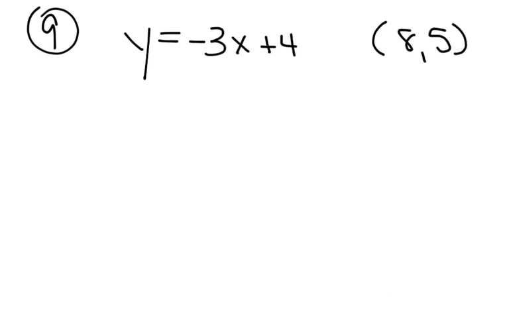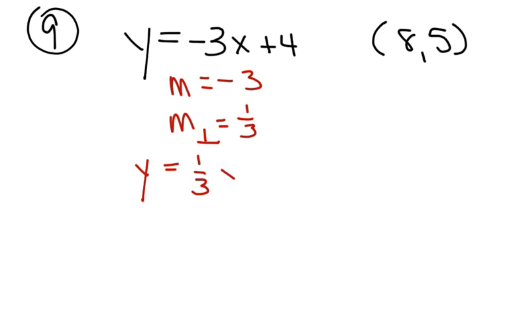In number 9, in order to find the equation of the line in slope-intercept form that is perpendicular to y equals -3x plus 4 and passes through (8,5), you need to first know what the slope of this line is, which is -3. The slope of the line perpendicular to it is going to be the opposite reciprocal of that slope. Remember, opposite means change the sign, reciprocal means flip the fraction. So now I know what my slope is.